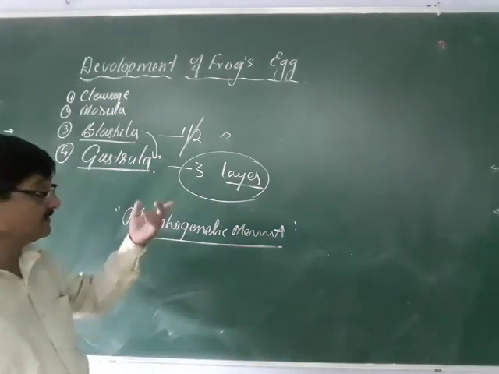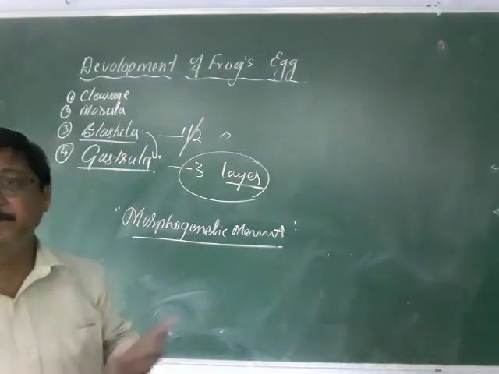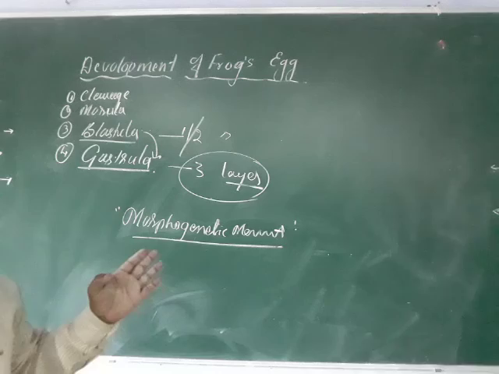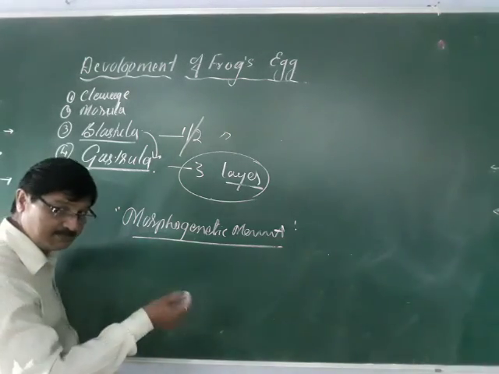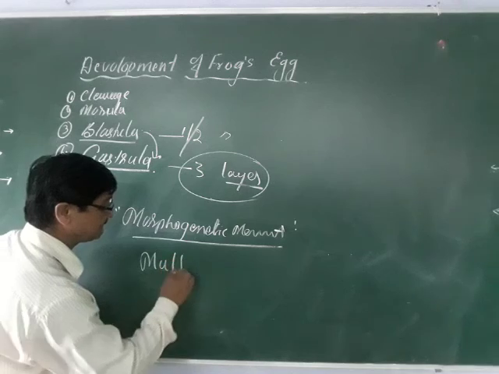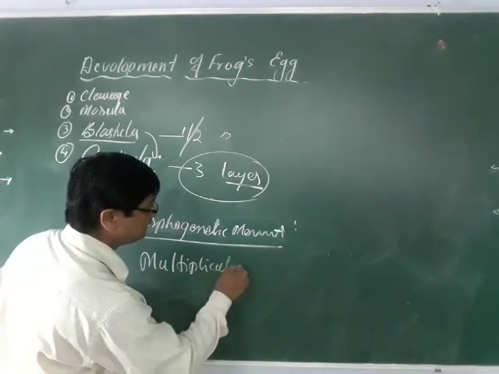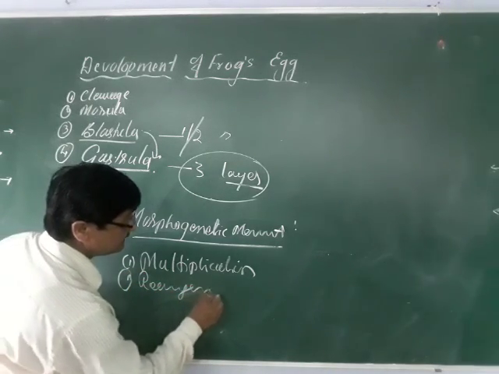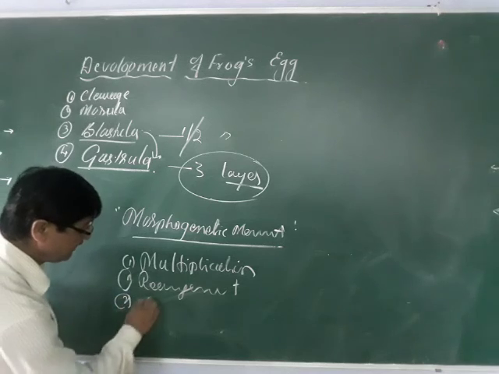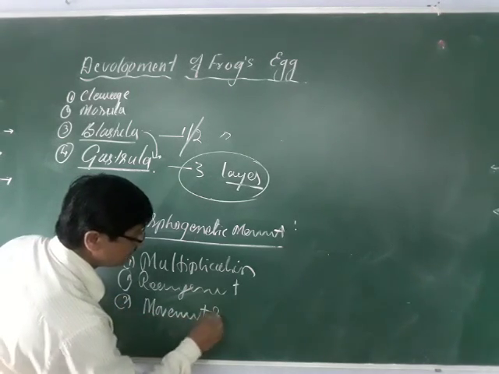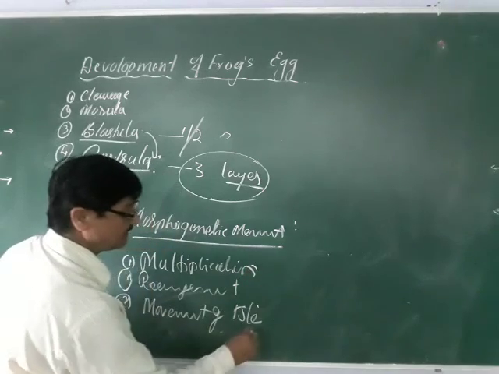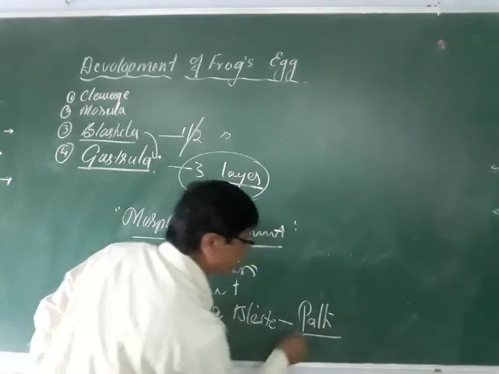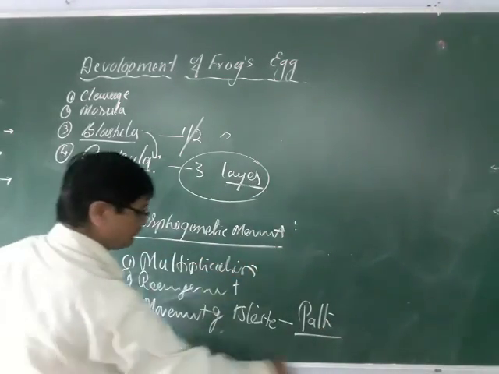And so what happens here? This is the rapid repeated division of blastomeres. Actually what happens is the multiplication and rearrangement, you can say. Division or the multiplication, better say the multiplication, rearrangement and movement of blastomeres, means divided blastomeres in a specific path, in a definite path. So this is called the morphogenetic movements.